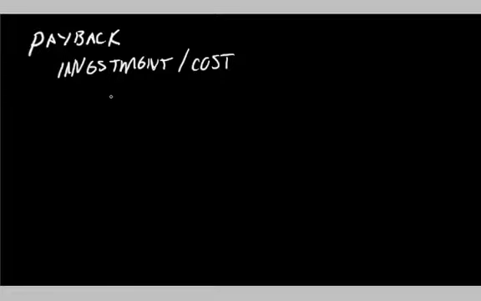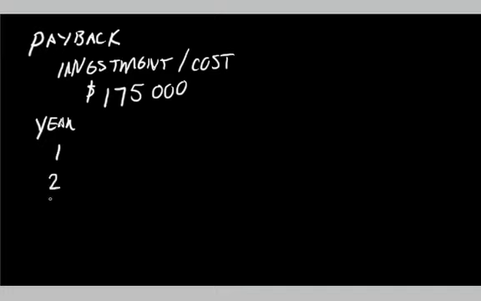Let's just make up one for this problem. Let's call it $175,000. You're going to have inflows. So inflows are the money generated from this investment, and that's going to be by year. So let's go ahead and put our year 1, 2, 3, 4. Well, it would be a 5-year inflow.